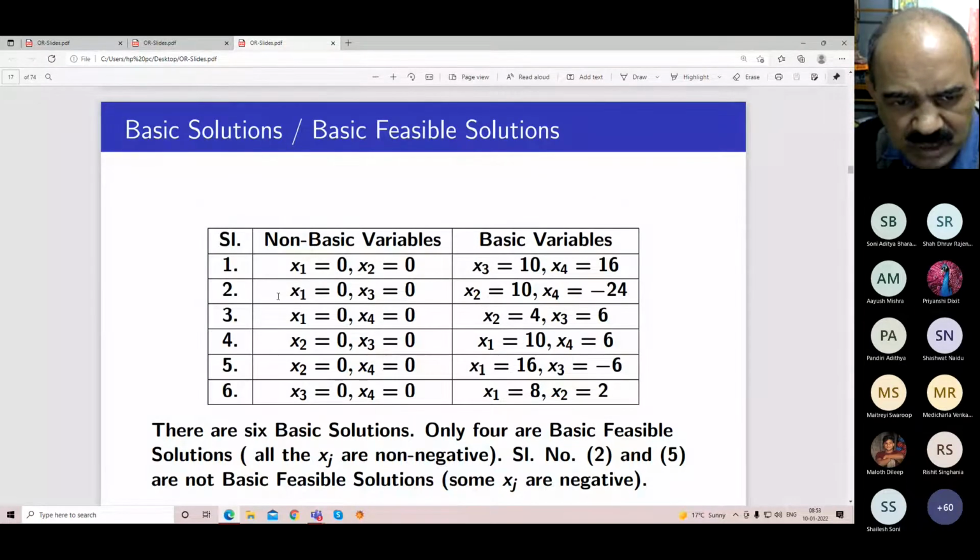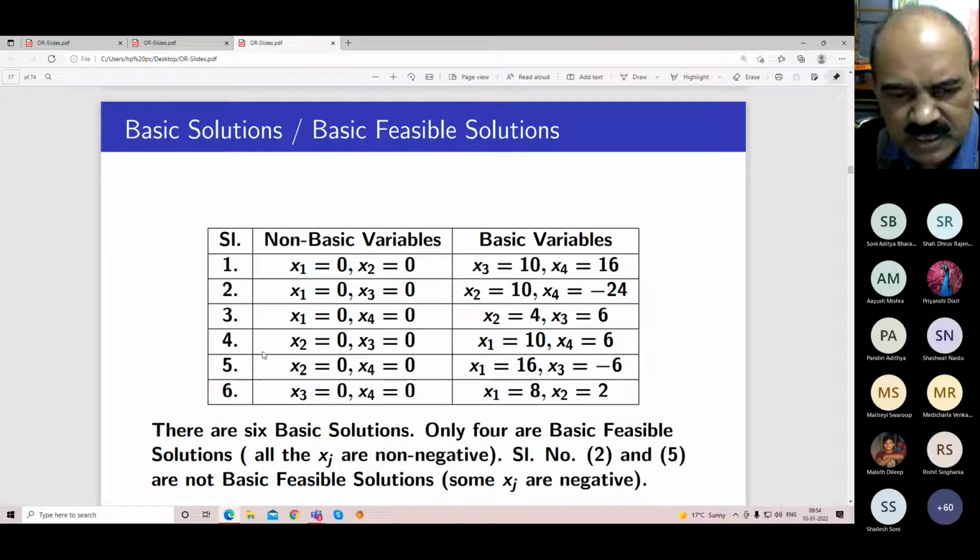The non-basic variables are non-negative, but of the two basic variables, one is positive and another is negative. So this is a basic solution, but it cannot be a basic feasible solution because one of them is negative. Similarly, the third one, x1 = 0, x4 = 0, so x2 = 4, x3 = 6. This is a basic solution, and also a basic feasible solution.